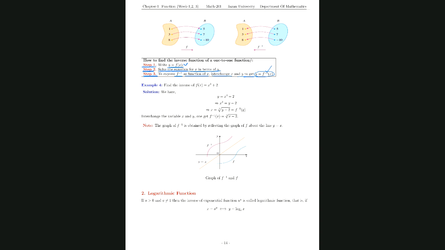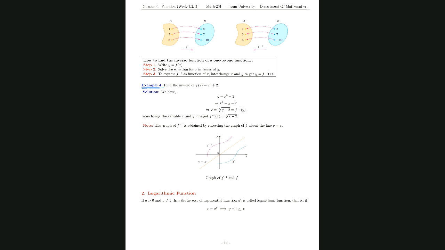So see the question, then you will understand clearly here. See this question, and then it will be clear to you, right? Find the inverse of the function f of x. f of x is x to the power 3 plus 2. This is the question.